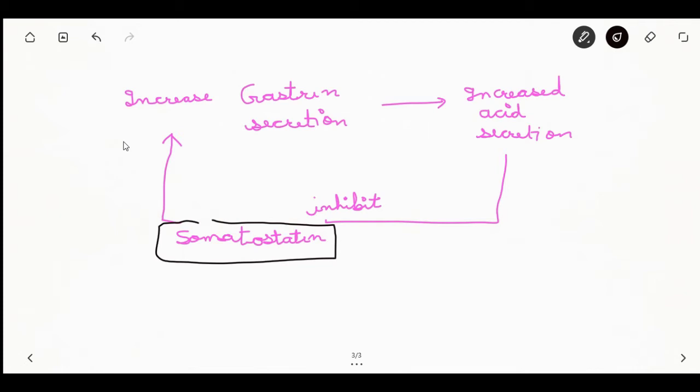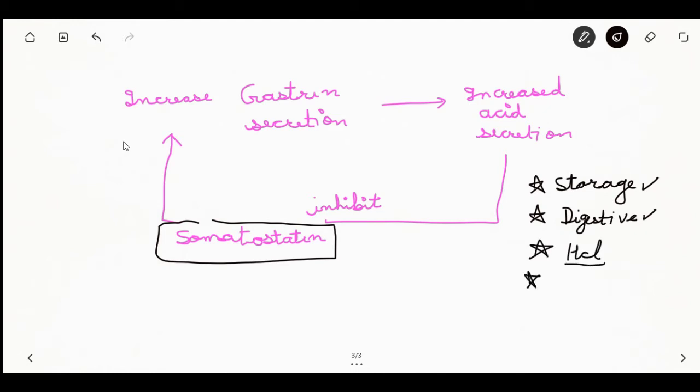Coming to the functions of the stomach, as we know, it has a storage function. Food remains in the stomach for several hours and passes gradually into the intestine. It has a digestive function. It has HCl that kills many of the ingested bacteria, and the intrinsic factor that is necessary for absorption of vitamin B12 from the small intestine, and decreased absorption of vitamin B12 produces pernicious anemia.